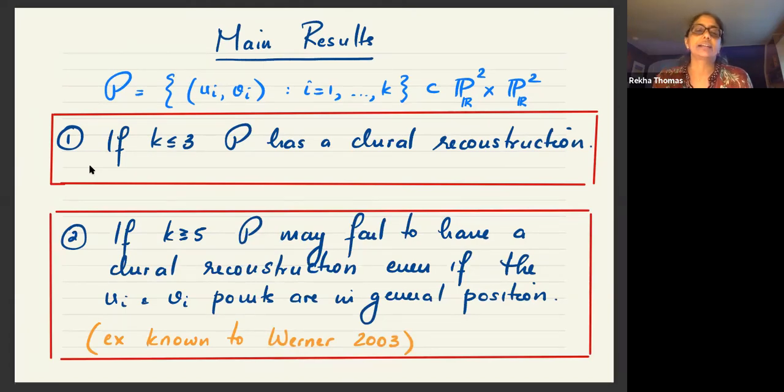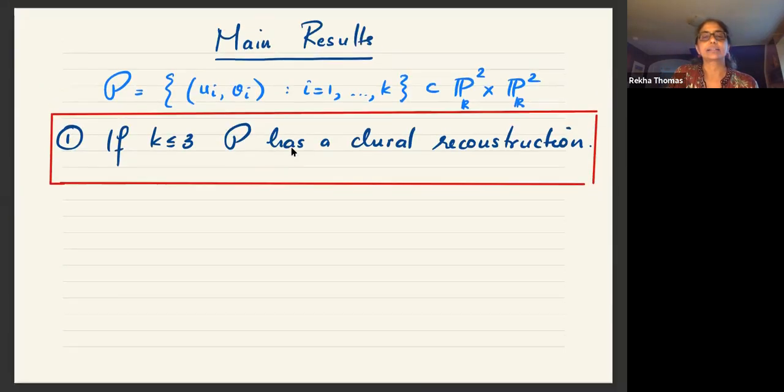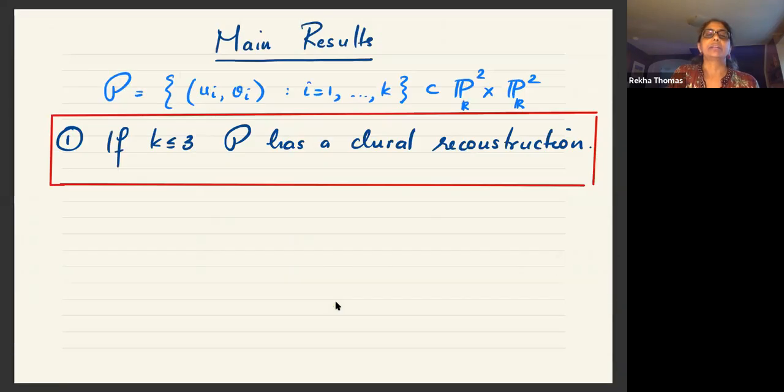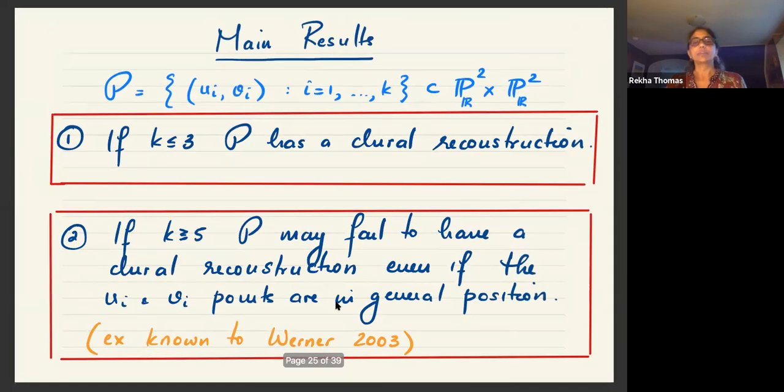But on the other hand, if k is greater or equal to 5, then P may fail to have a chiral reconstruction, even if the U's and the V's are in general position. The example we just saw on the previous slide is a situation where the points on the 2 sides are in general position, at least on this one, but there can be no chiral reconstruction. We'll see that example again.